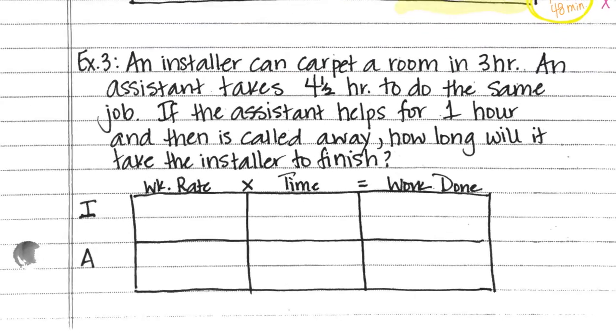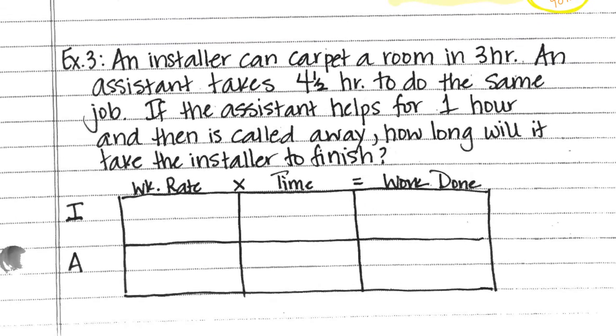The next one says, an installer can carpet a room in 3 hours. So notice I called the installer I. An assistant, which I called A, takes 4.5 hours to do the same job. If the assistant helps for 1 hour and then is called away, how long will it take the installer to finish? Let's talk about what we know.